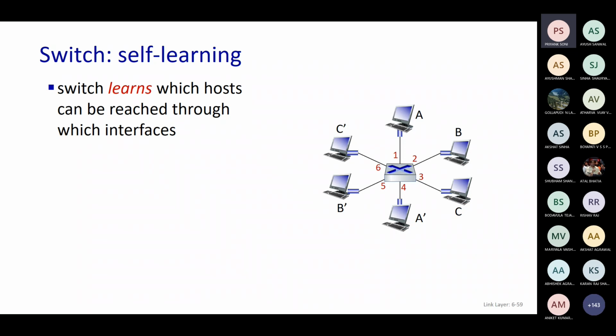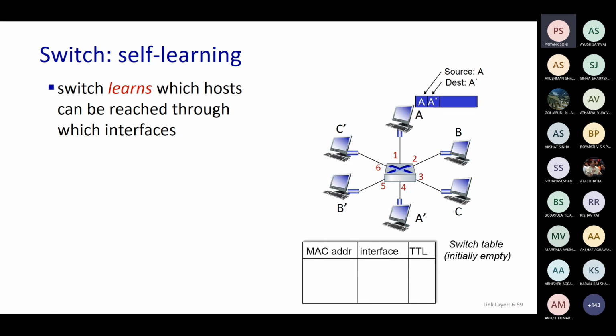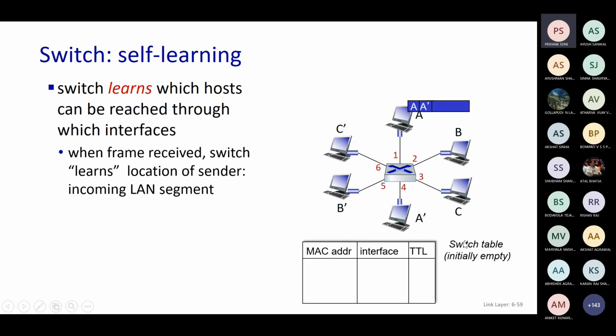A switch learns which hosts can be reached through which interfaces. So how does it do that? A wants to send some data, so the source address is A and the destination address is A dash. Now the switch table is initially empty, so that means no entry is there about A or A dash.